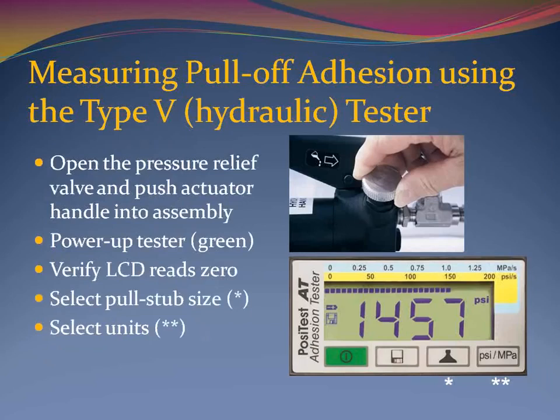To operate the tester, verify that the pressure relief valve on the cylinder is completely open, then push the black actuator handle completely down into the actuator assembly. Power up the test device and verify the display reads 0. If it does not, press the on-off button to zero the display. Select the fixture size and the units by pressing the corresponding buttons on the control panel.